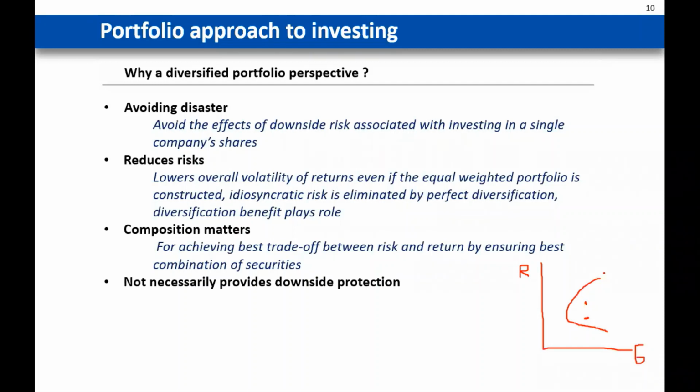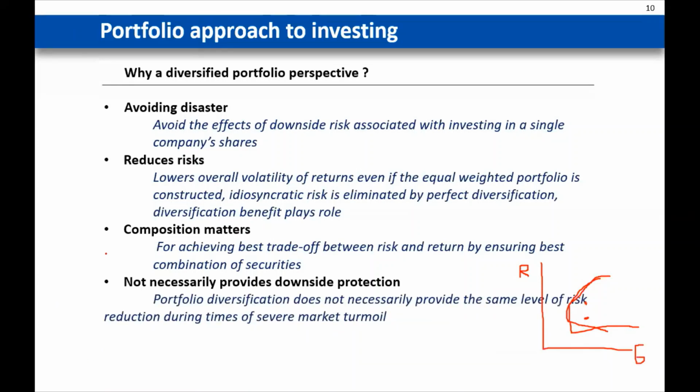If you connect all of these dominant portfolios, you will get an envelope curve like this. You have learned how to identify the dominant portfolio: given the risk, it provides higher return, and given the return, it provides lower or lowest risk. So if you connect all of these dominant portfolios, you will get the envelope curve. This envelope curve is known as the efficient portfolio. Okay, you'll learn more about it in your later classes.